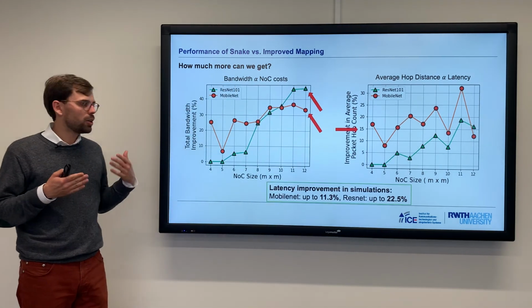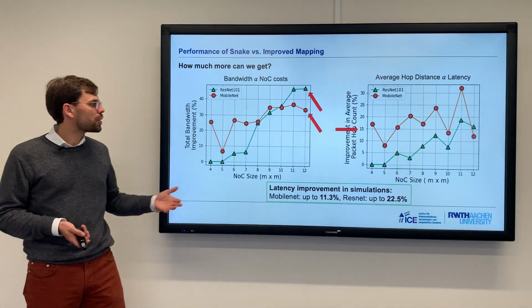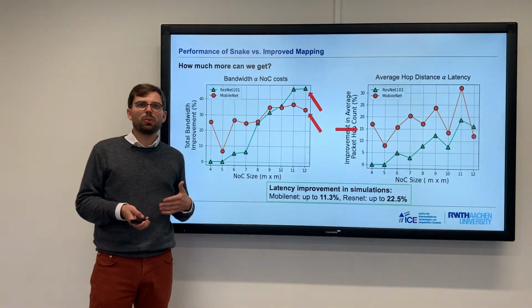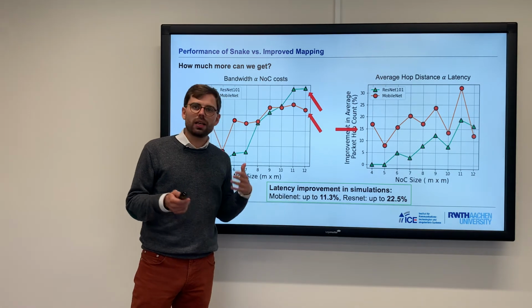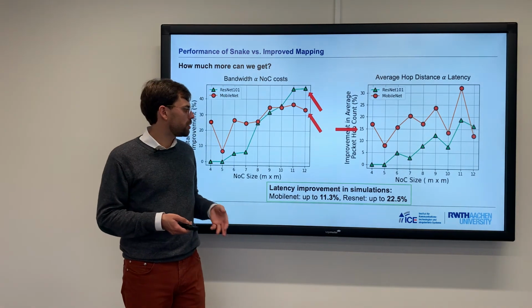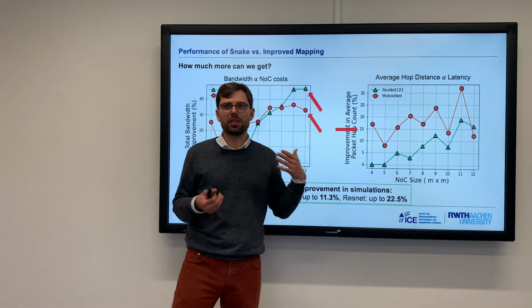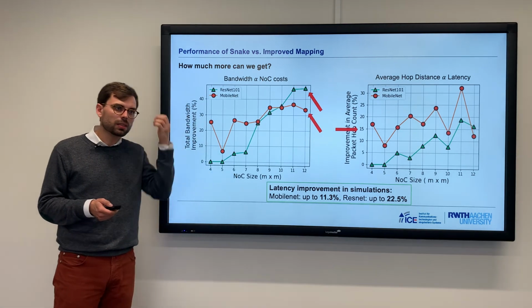And to validate this, we also ran NOC simulations to actually get real latency numbers, which also account for congestion. For MobileNet, we were 11.3% better, and for ResNet, 22.5% better. So that's quite promising results.